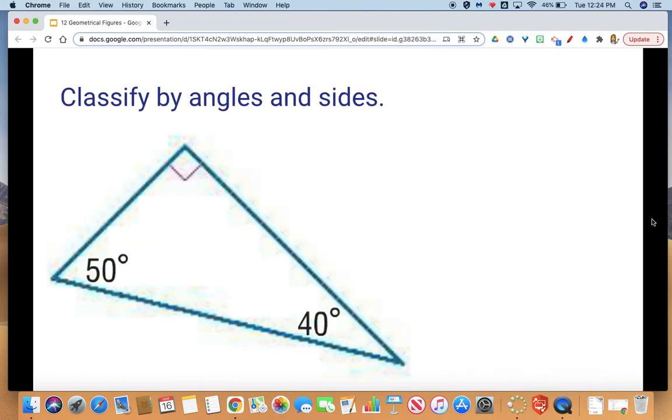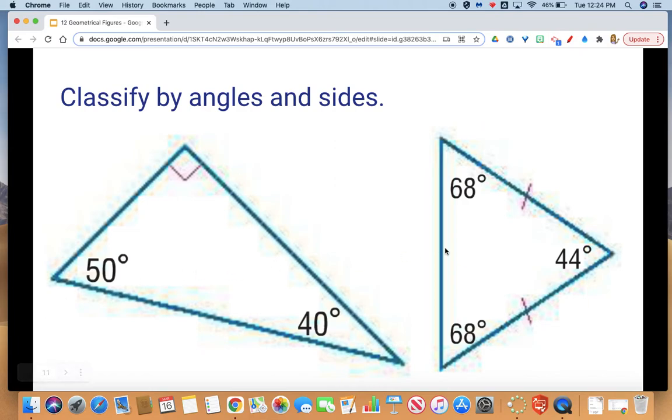So we can classify by angles and sides. Let's do both. Let's first classify this triangle by its angles. What do you think we would say for angle classification for this triangle? I see a 90 degree, so this is a right. And now let's classify by sides. Do you see any sides that are showing that they are the same length? Do you see any of those tick marks? No, so I would call this a right scalene triangle because we have one right angle and no sides are the same in length.